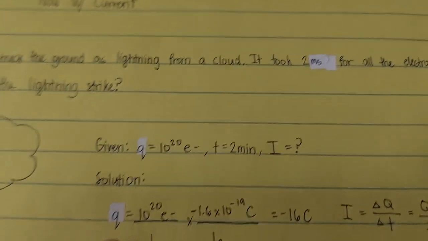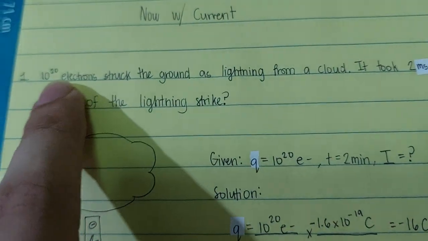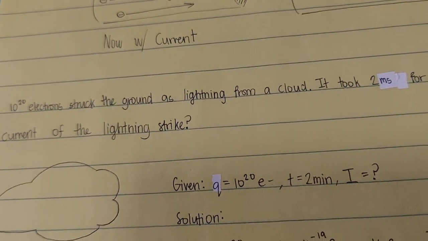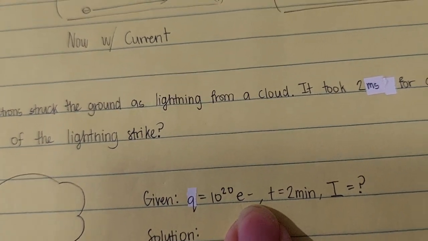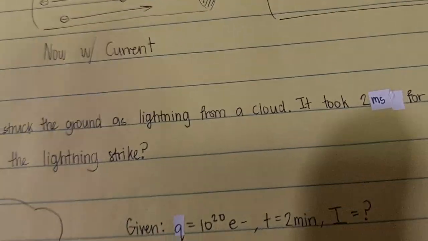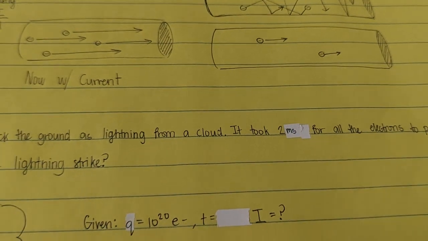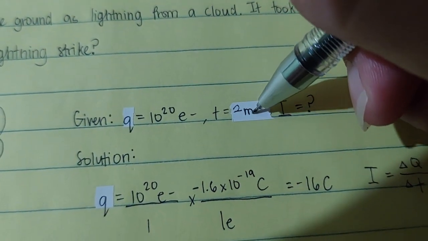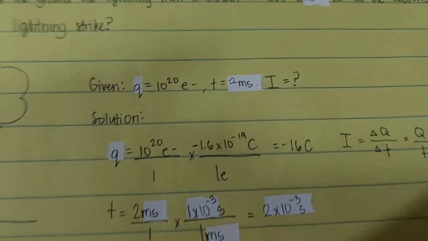So what is our given? We're given charge, right? Our charge is 10 to the 20 electrons. Remember that electrons is still a charge because those are elementary charges. And don't forget the minus e because it's an electron, which is negative. And then the time it took is 2 milliseconds. Sorry, that's not supposed to be 2 minutes. My apologies for that. Hold on. 2 milliseconds. And the current is what? What is the current? So here's the solution.